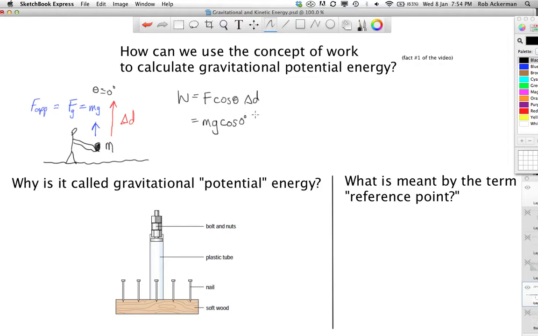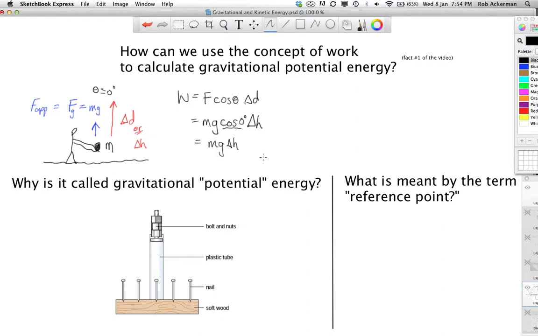And the delta d, of course, we can just write delta d, but allow me to write delta h here. And the reason I want to write delta h is to remind you that we are lifting the object to a greater height. And that way I can put in the following: mg cos 0 delta h. Now, from math class, you know that the cosine of 0 is 1. So what we really have here is mg delta h.